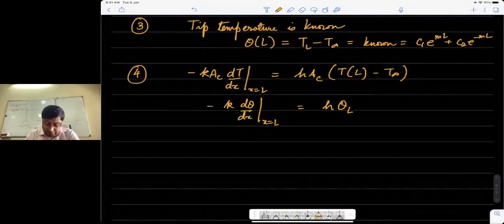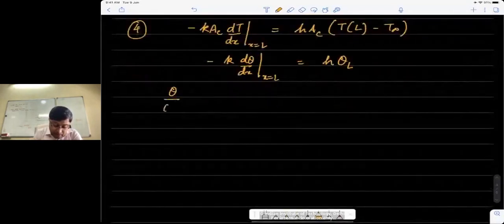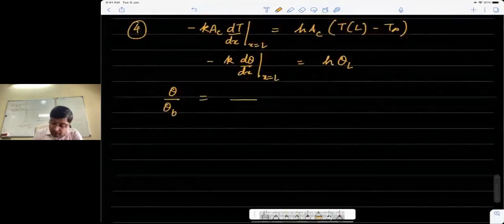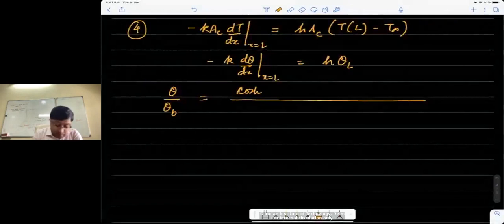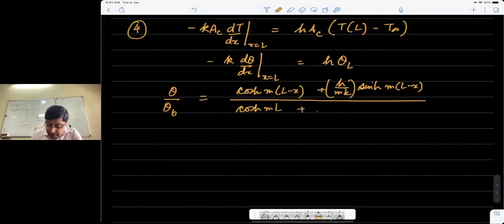So then we can solve this equation. Again, I'm leaving this to you, but the solution I can put up here because that is important. So theta by theta b will come out to be cosh of m times (L minus x) plus h by mk sinh of m times (L minus x), divided by cosh of mL plus h by mk sinh mL.